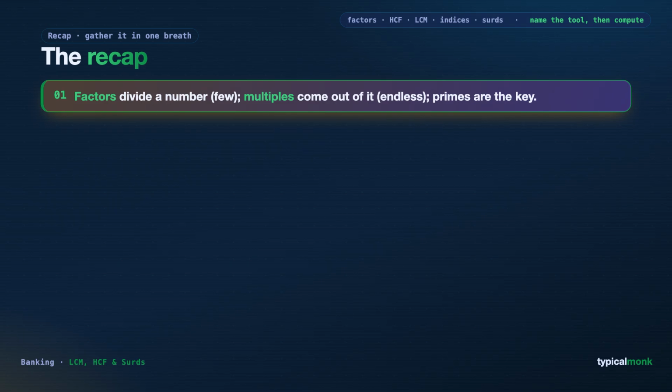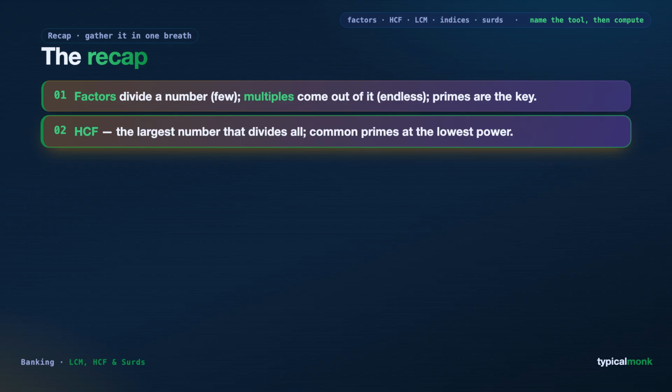Let us gather the whole class in one breath. Factors divide a number and are few. Multiples come out of it and are endless. Prime factorization is the master key. The HCF is the largest number that divides all the given numbers evenly. Take common primes at the lowest power.